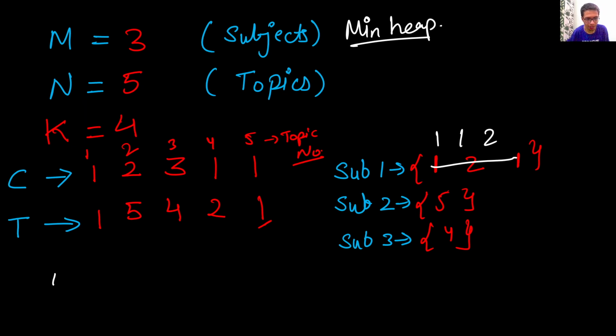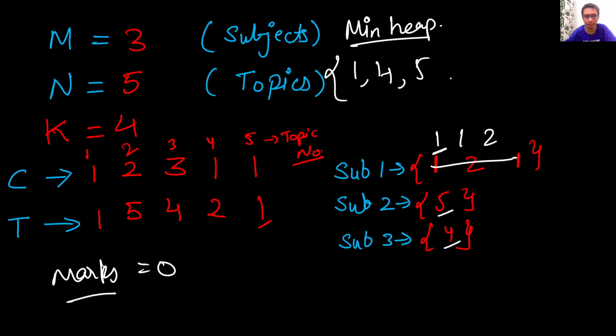So our score or our marks is initially 0, right? So using this min heap, I'll increase my marks one by one. So I'll simply store the first element of all the three vectors, right? So we have 1, 4, and 5. So I'll write 1, 4, and 5 over here, right? The minimum element over here is 1. So using this, I'll simply remove this 1 from here.